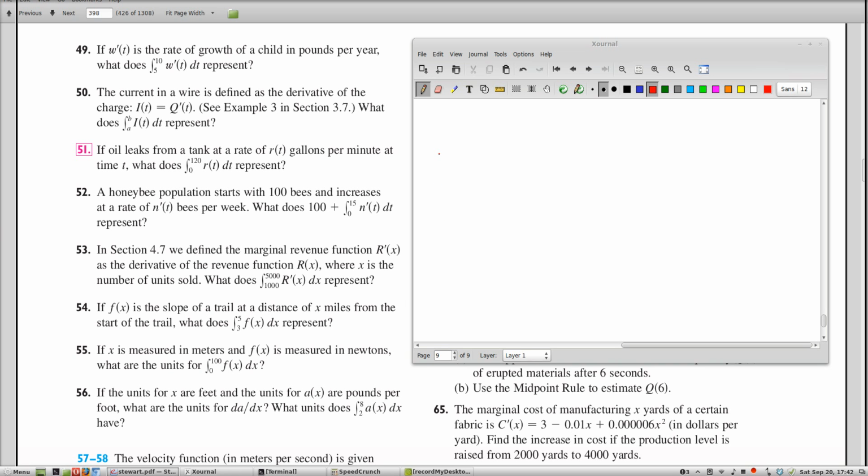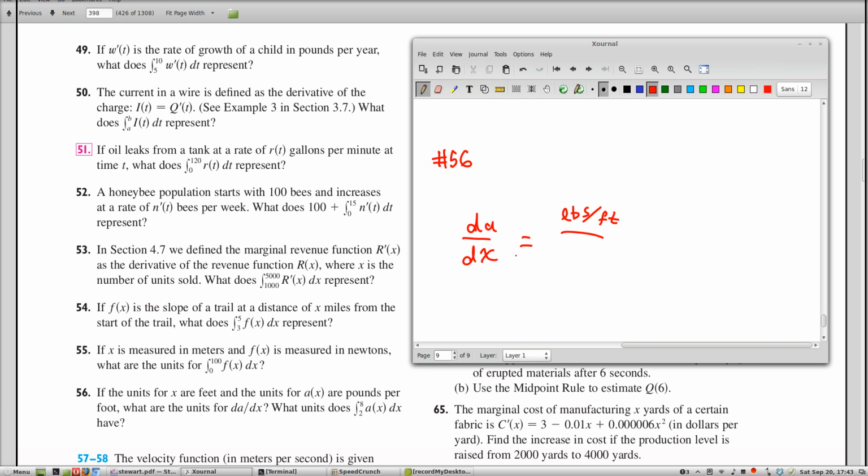So can you do number 56? I guess that's a good thing to be able to do. So just read it. If the units for x are feet and the units for a(x) are pounds per foot, what are the units for dA/dx? If we think of this on top, it's a little change in a, and we know the units for a are pounds per foot, and this is a little change in x, and the units for x are feet, so this is pounds per foot squared, and that's the answer to the first part of the question.